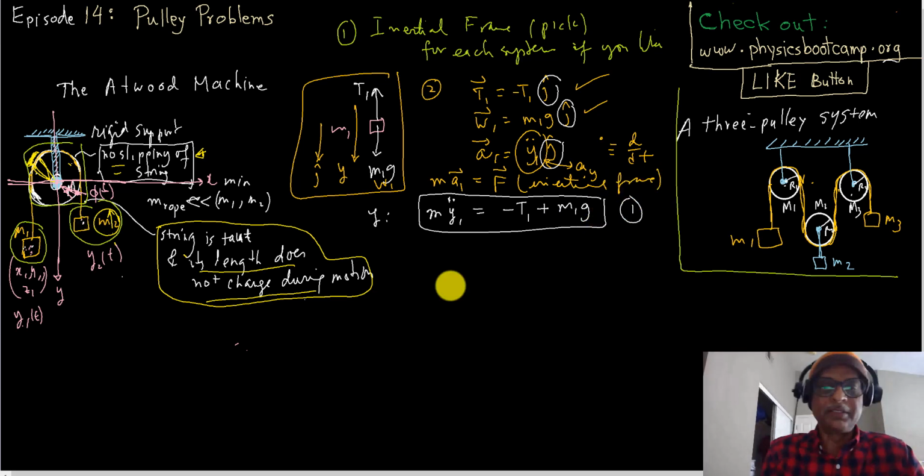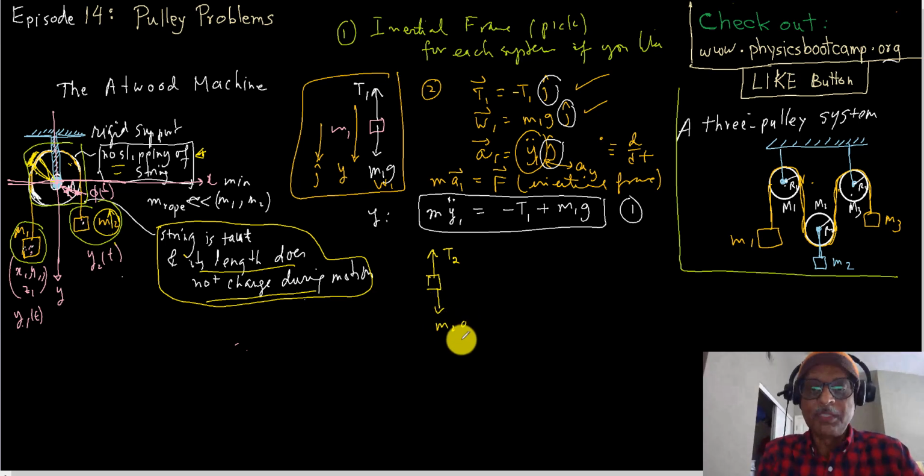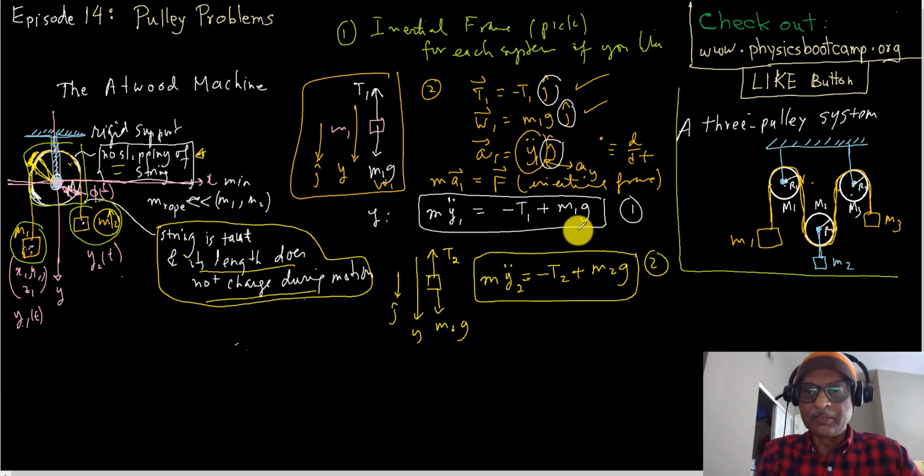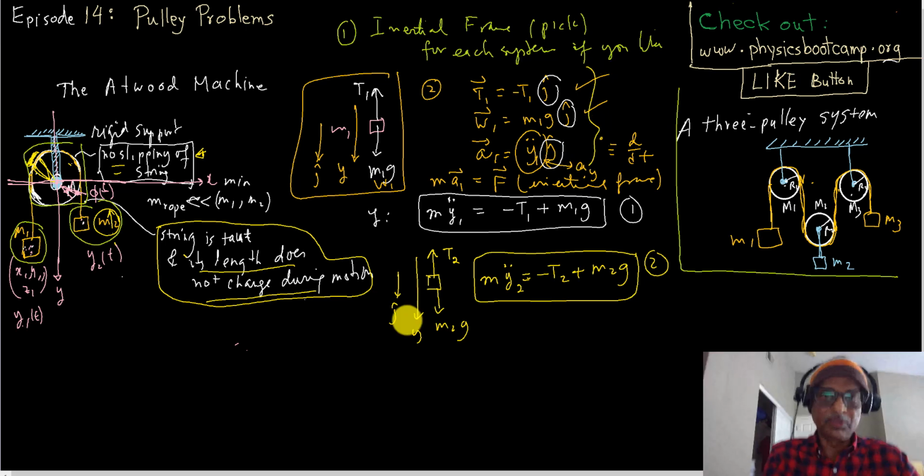Now let's do the other one. The second one is going to be very similar, right? This is T2 and this is m2g, almost identical, and the y-axis is again y down, so j hat in that direction. So everything is the same way. This is going to turn out to be m2 y2 double dot equals minus T2 plus m2g. Identical. You can carry out this much for this mass.